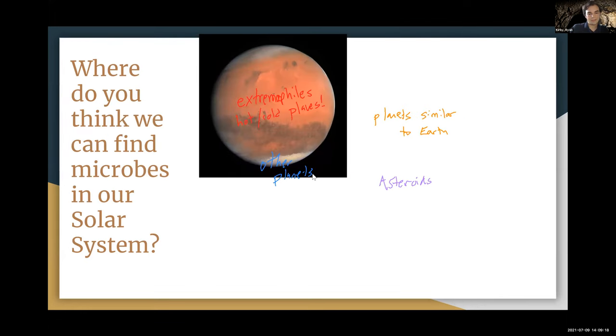So does anyone know what that planet is? This is a huge hot topic in the hunt for microbial life right now. Not quite Jupiter. It's quite a bit smaller than Jupiter. It's also a little bit closer. Yeah, it looks like Mars with ice. And that's exactly what it is. It is Mars. And Mars has these kind of amazing looking polar ice caps.